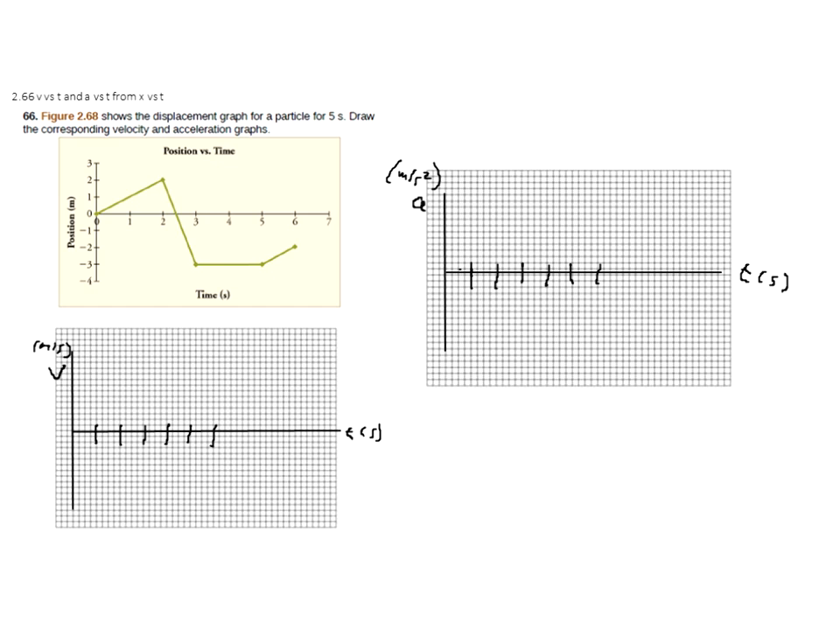So it looks like we're going from 0 to 1 meter in 0 to 1 seconds. And then the next second we're going from 1 to 2 seconds, and that's 2 meters. So 1 divided by 1, and then we have 1 divided by 1 here.